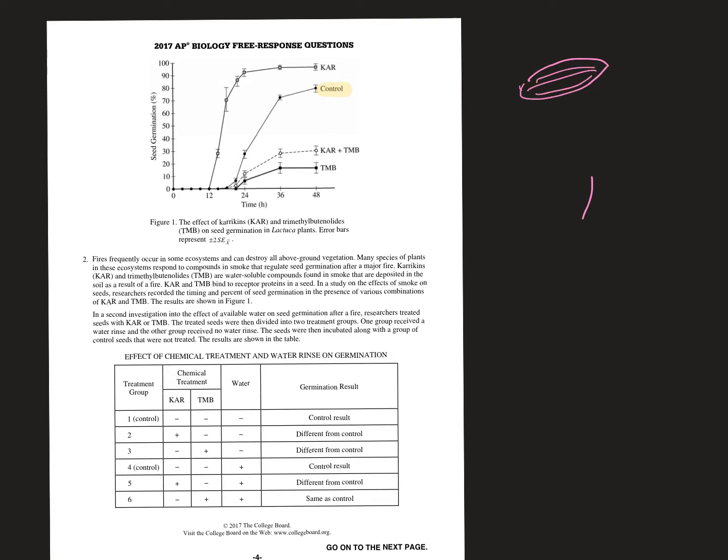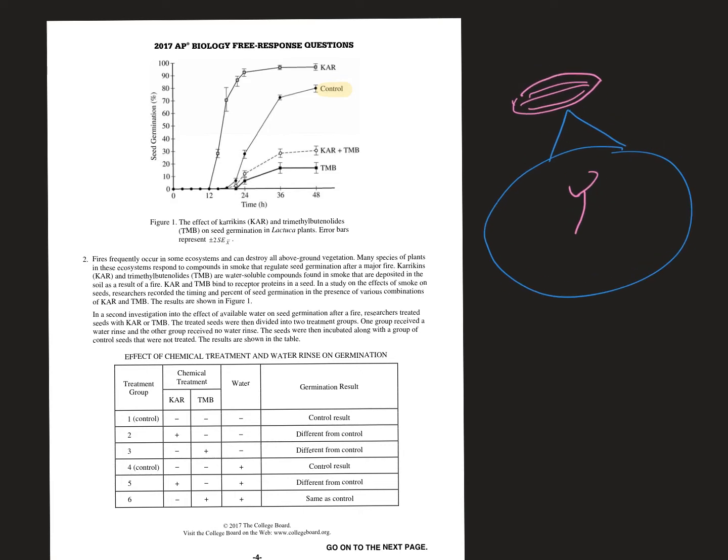And I'm thinking that this seed has some cells in it. If I zoomed in on that seed, I'm thinking there's some kind of receptor here that's going to bind to either the karrikins, KAR, and I'm not sure, let's see, it binds to receptor proteins in the seed.